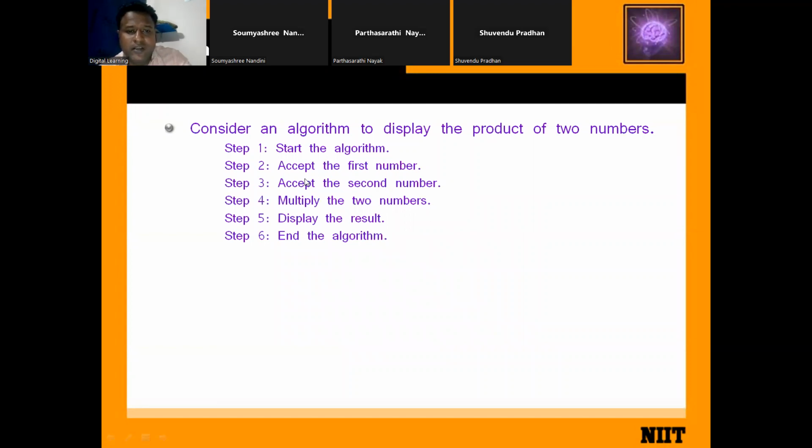Start the algorithm. Accept the first number. Accept the second number. Multiply the two numbers. Display the result. End of algorithm. So these are the six steps we have to follow.